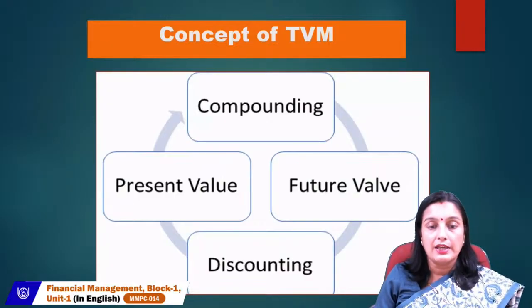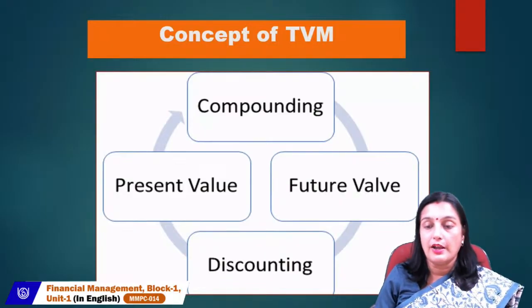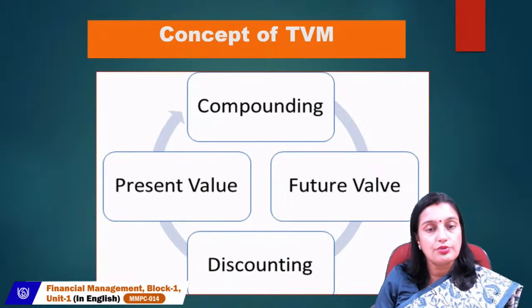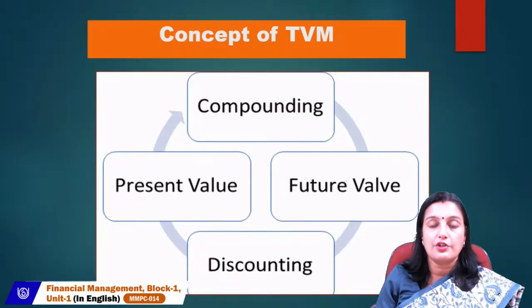So this is the slide where I am going to explain how present value compounds to future value, and how future value is discounted to present value. Present value means today's value. Suppose you invest 100 rupees today, this is your present value. If a certain rate of return, say 10%, applies and you receive it after 2 years, the amount you receive will be your future value.